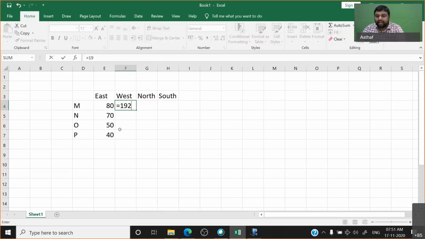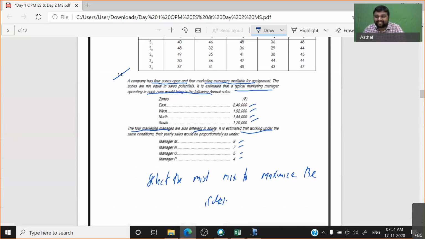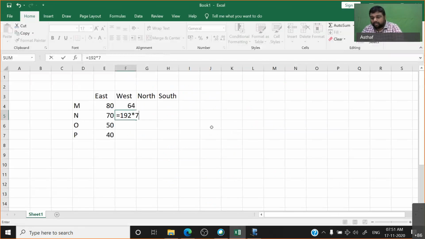Coming here, what will come? Here 1,92,000 into 8 by 24. The same ratio we have to apply. In the last question the ratio was given, but here we are finding the table matrix. Any doubt, please ask. 192 into 7 by 24.